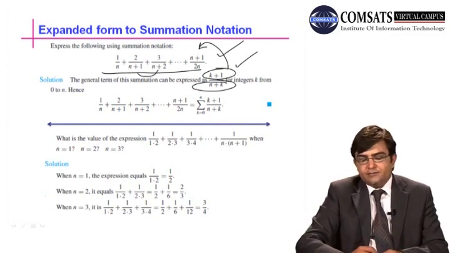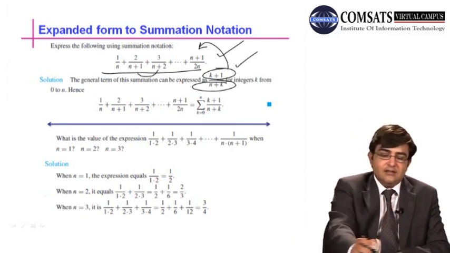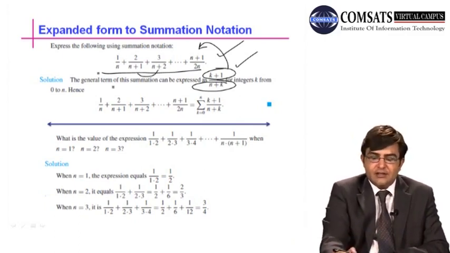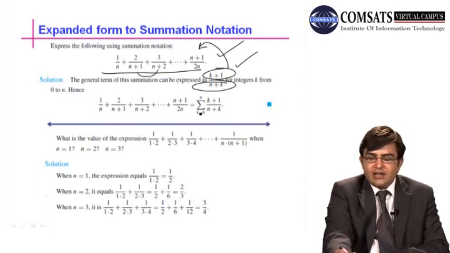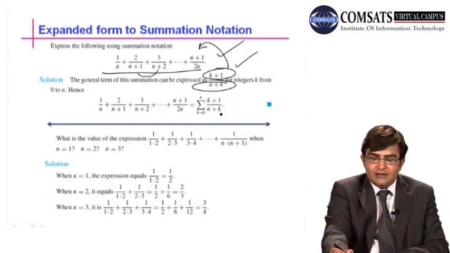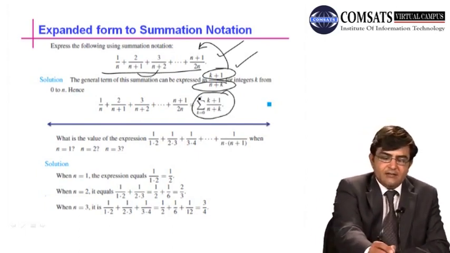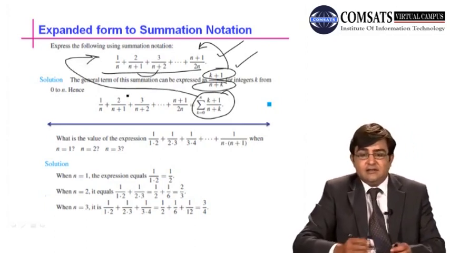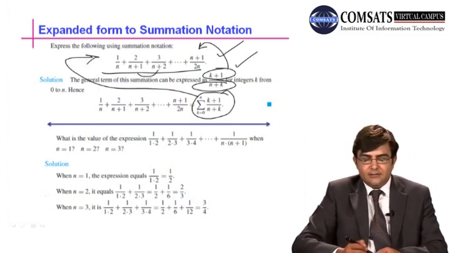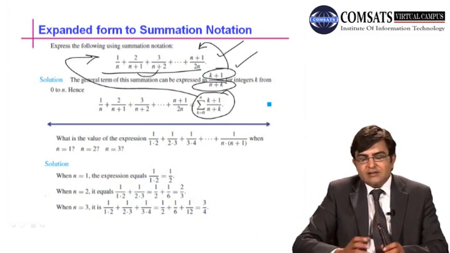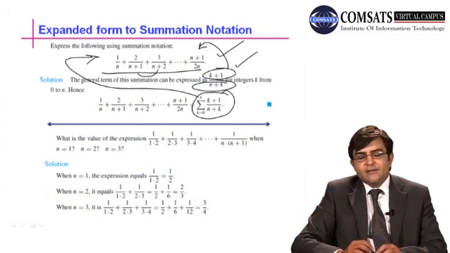Now we can write this expanded form into summation notation. So this is equal to the summation k from 0 to n, k plus 1 divided by n plus k. This is basically the summation notation which expresses the given expanded form of the summation. So this is how we can write an expanded form into a summation notation.